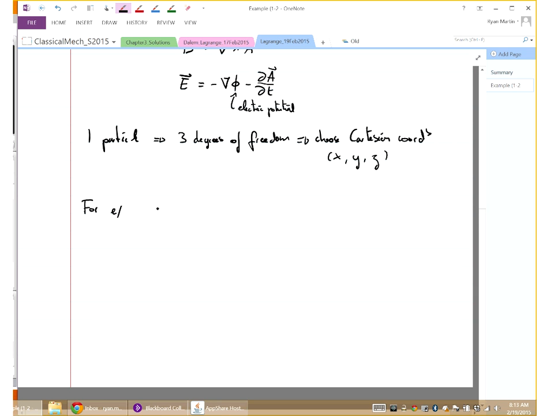Okay. So for electromagnetism, the generalized potential, I'm going to call it V instead of U, is given by the charge of the particle times the electric potential minus the charge of the particle times the vector potential dotted with the velocity vector v. And so we'll show that this works.